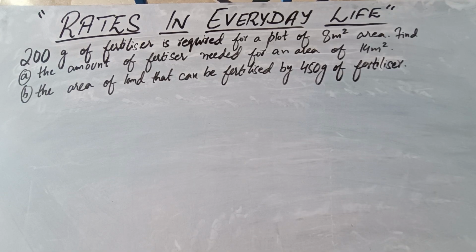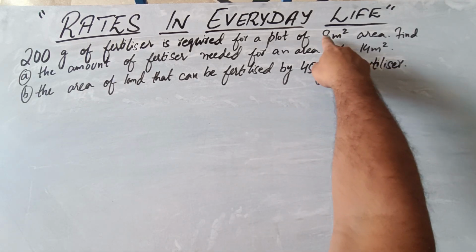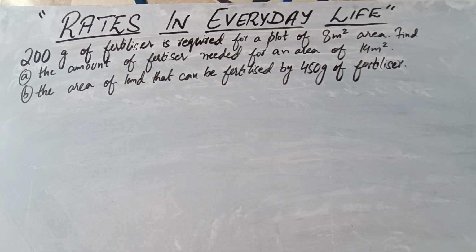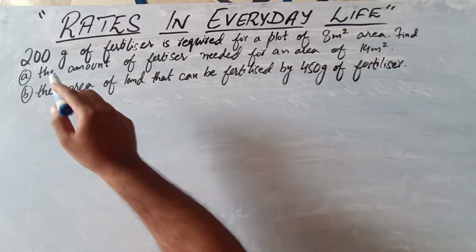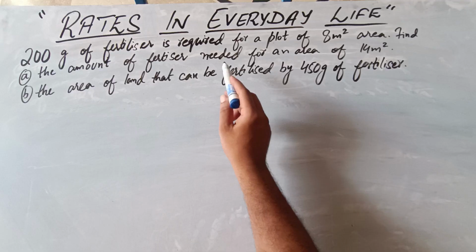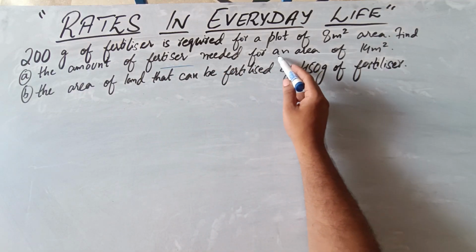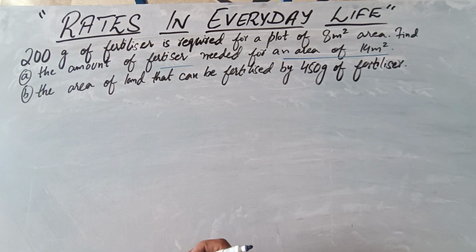Now viewers, let's look at this question. This is again a very realistic question. 200 gram of fertilizer is required for a plot of land that has an area of 8 meters square. So in the first part, we need to find the amount of fertilizer, meaning how much fertilizer would be required for an area of 14 meters square.